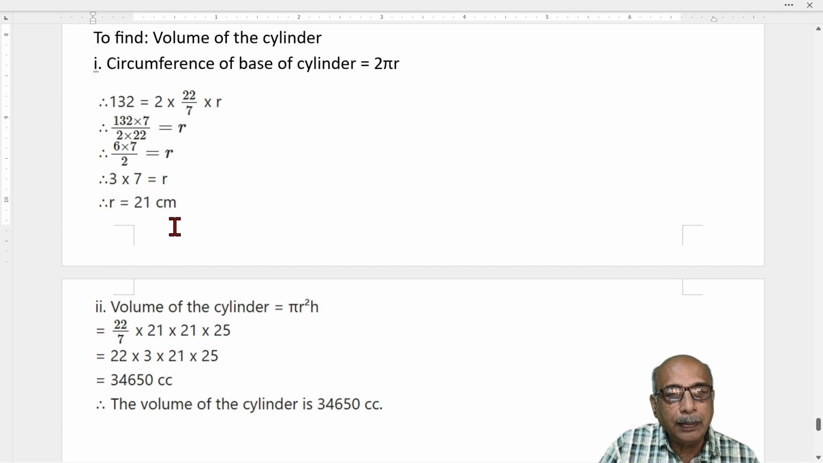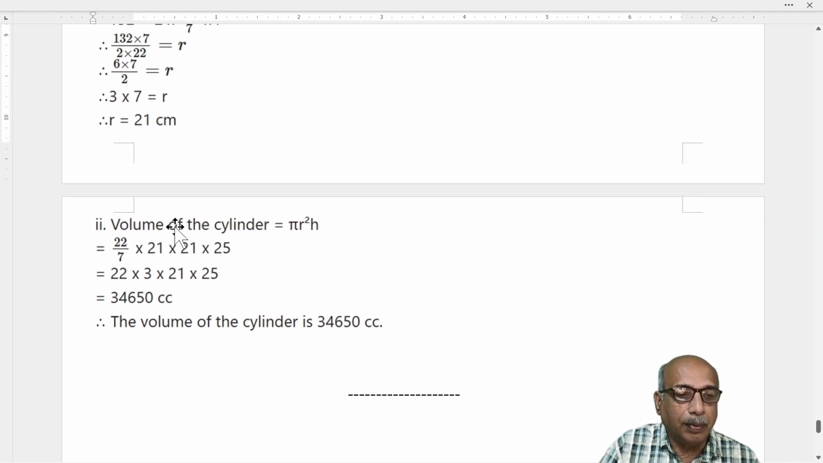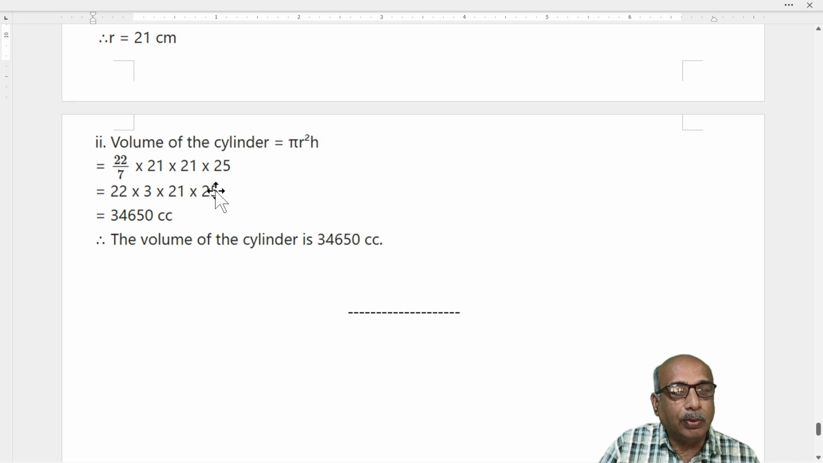Very easy. Simplify and see. Next, volume of cylinder equals pi r square h. Now, r you have calculated as 21, into 25, height was given. So, substitute the value and calculate. You will get 34,650 cubic centimeters. So, the volume of the cylinder is 34,650 cubic centimeter.